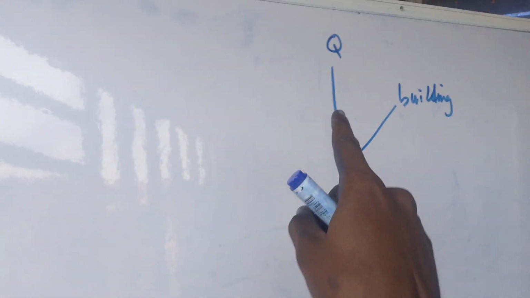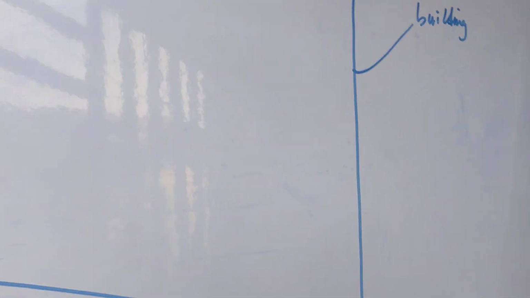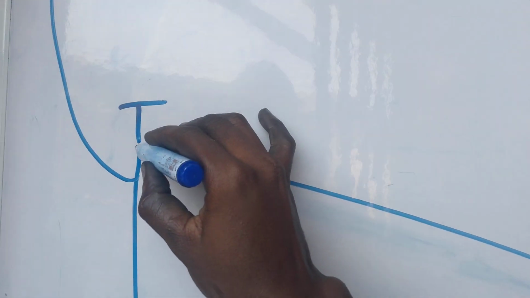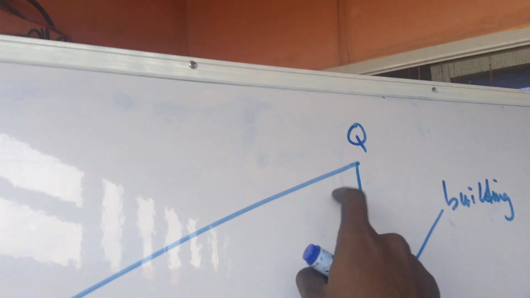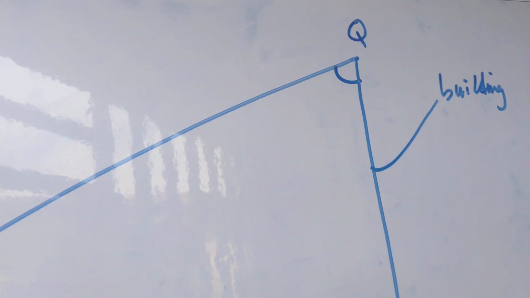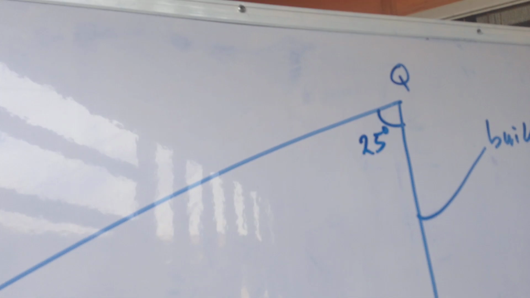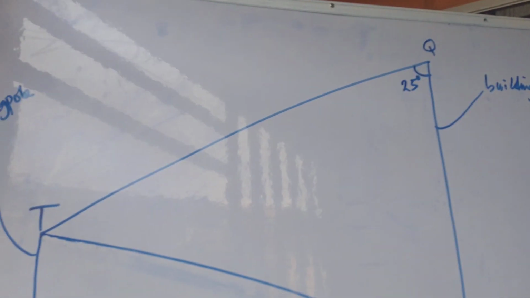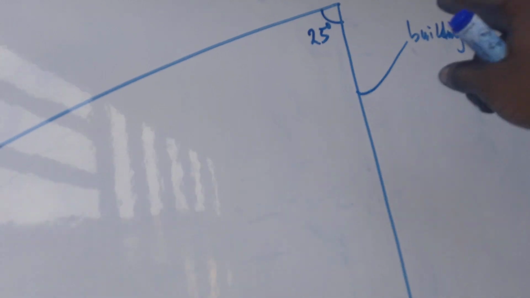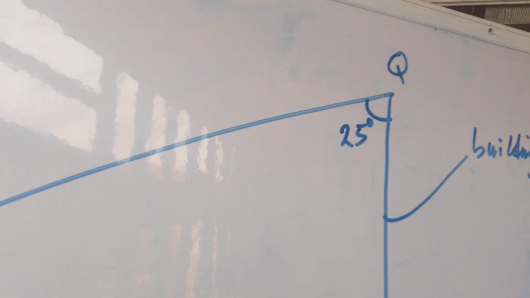So from the top Q of the building, the angle of elevation of the top T is 25 degrees. Take notes: from the top Q, since it is from here, I'll take my angle of elevation here. The other one says from the point P, the angle of elevation is 65 degrees. So that's what I have.